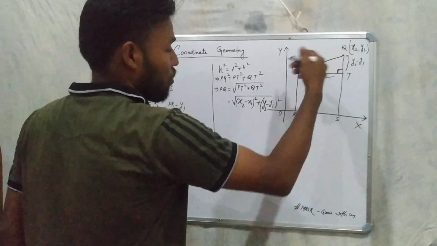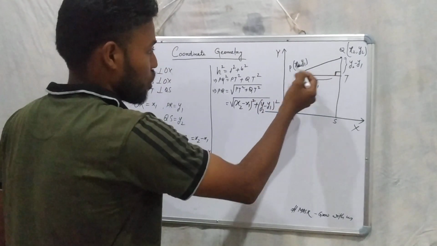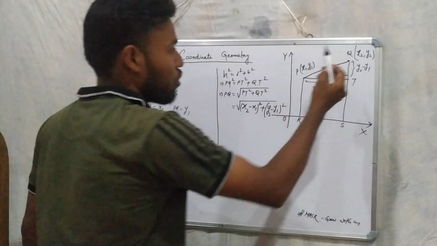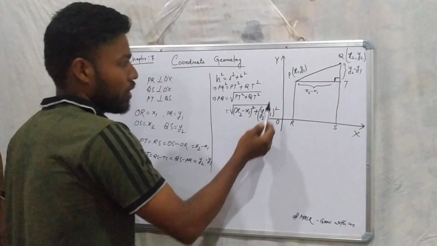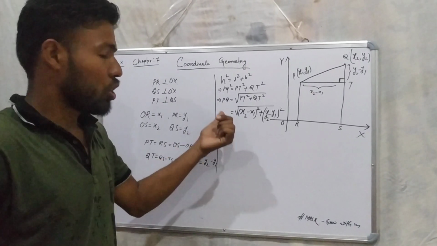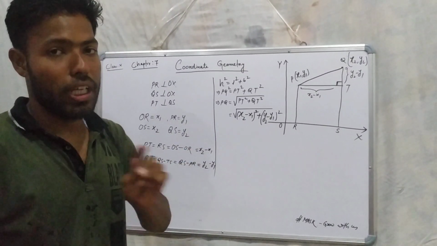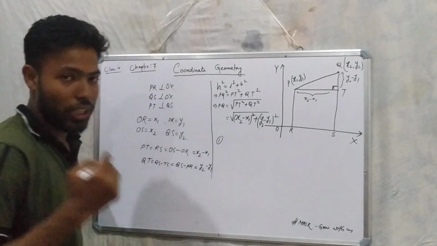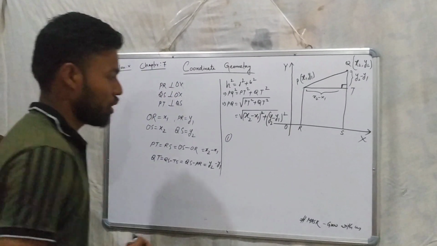x2 is the x coordinate of point Q, and x1 is the x coordinate of point P, and y2 is the y coordinate of point Q, and y1 is the y coordinate of point P. So according to this formula we can calculate the distance between any 2 points. But here are 2 simple cases. We will start these 2 cases.